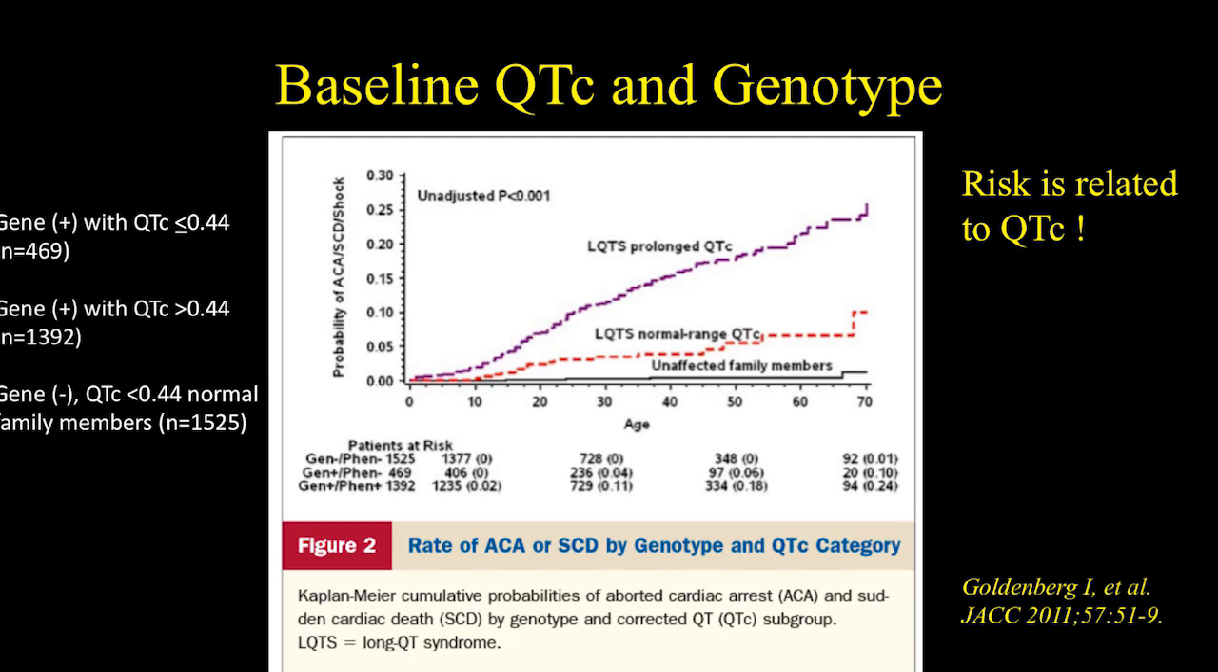On the other hand, this guy who's carrying this mutation, as I showed an example of, who has a normal QT, still has a higher risk than someone in the family that doesn't carry the mutation. So yes, this is better, but it's not as bad as if the QT is prolonged, but still it carries some risk. So you have to be careful.